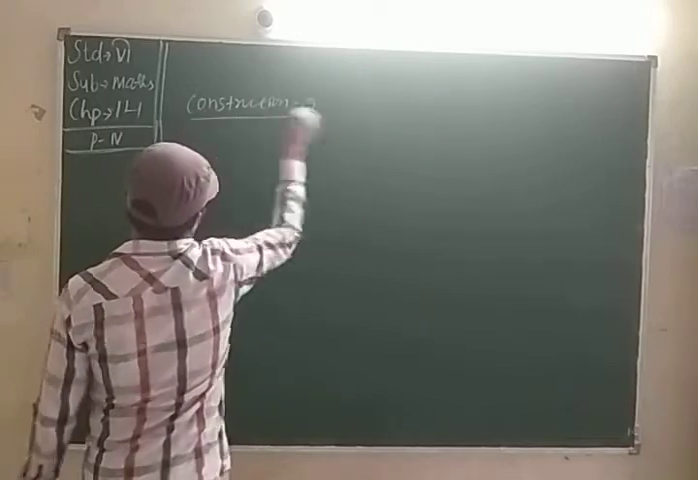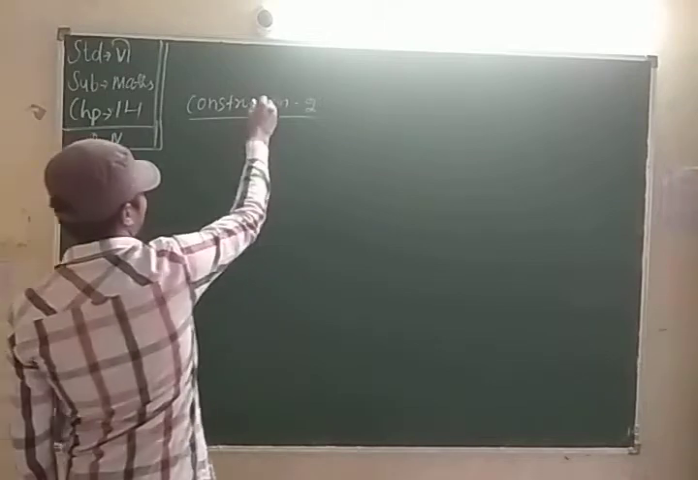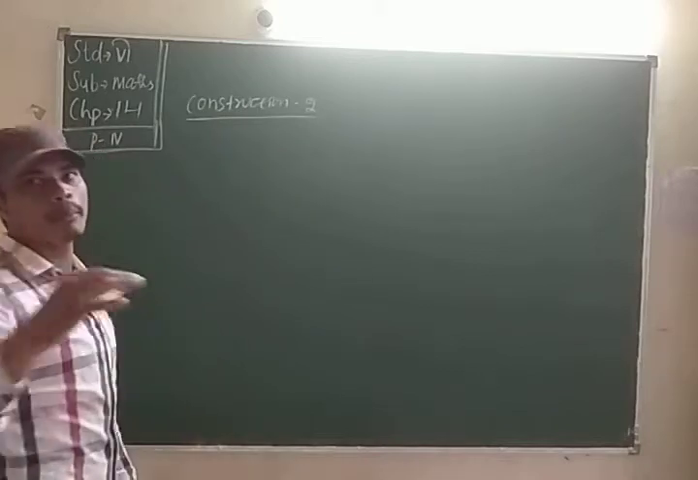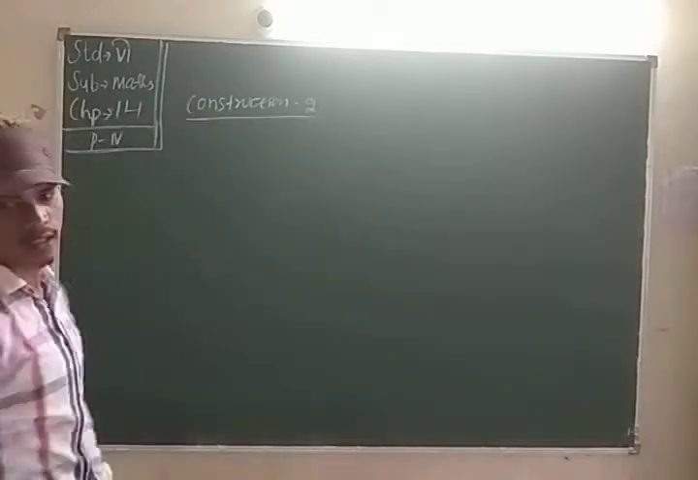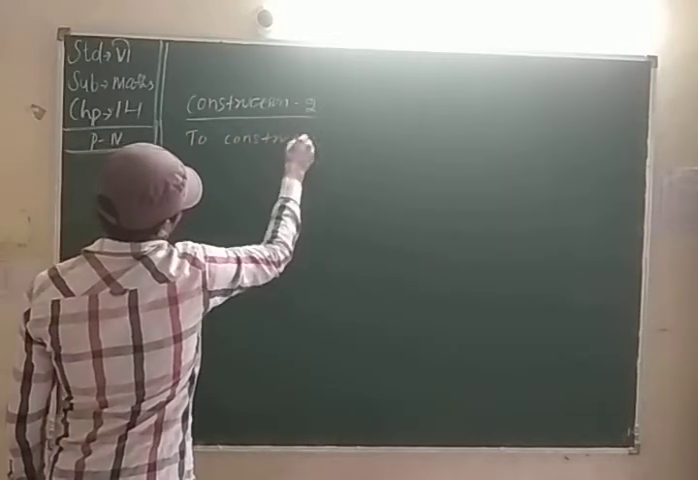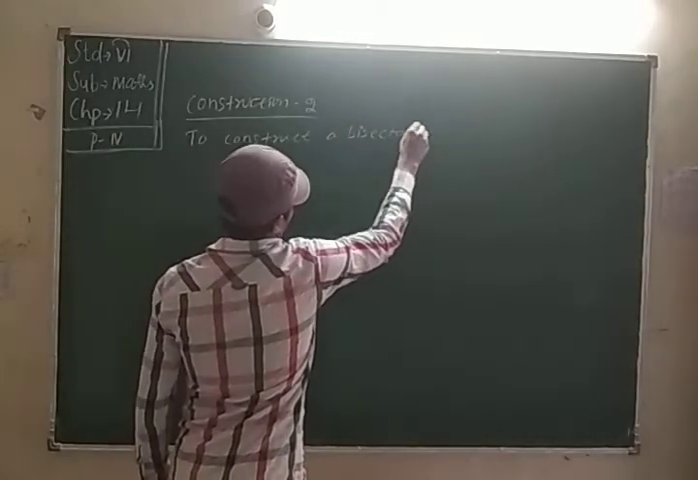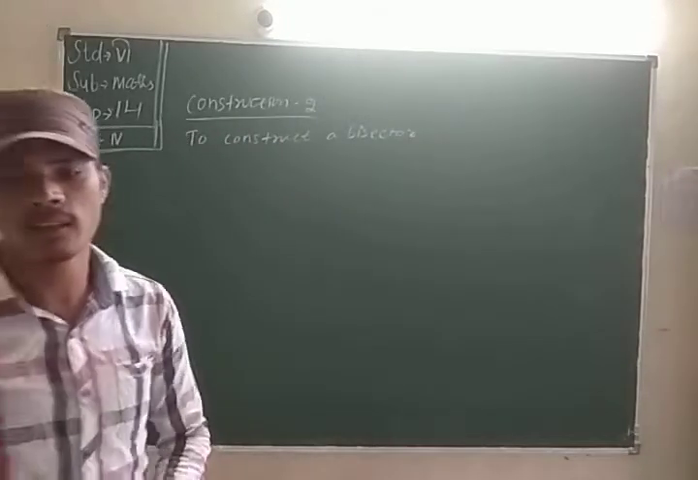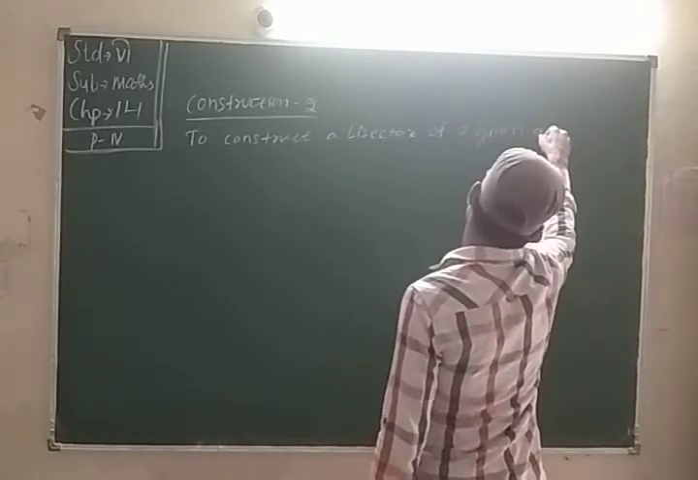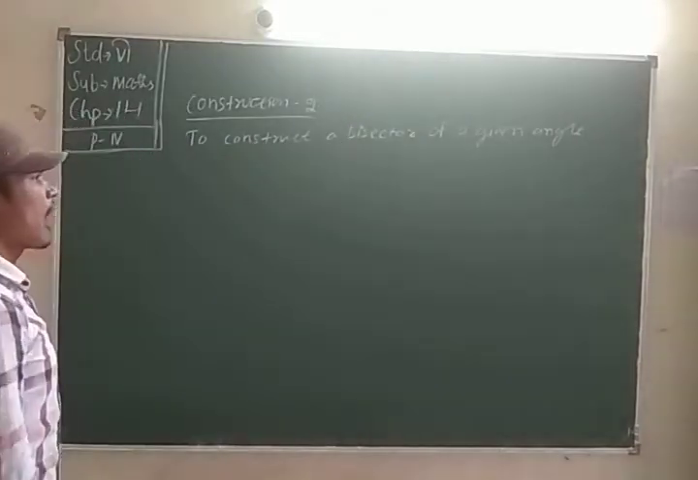Construction 2. In Construction 2, we learn to draw a bisector of an angle, that means to construct a bisector of a given angle. So how can we construct it?